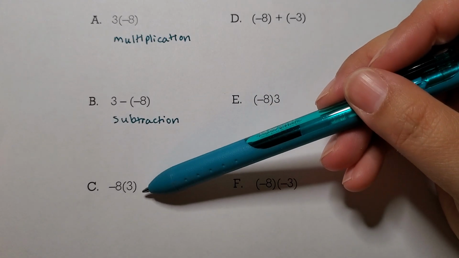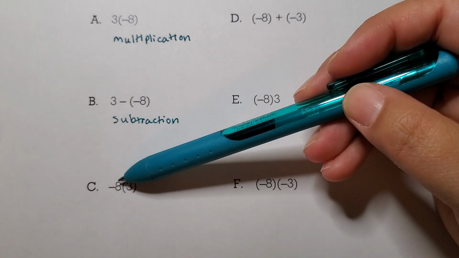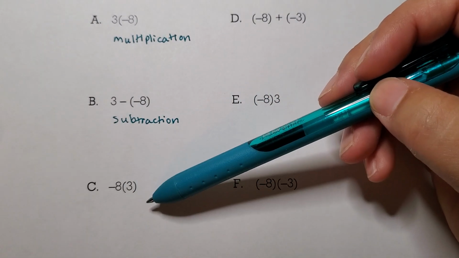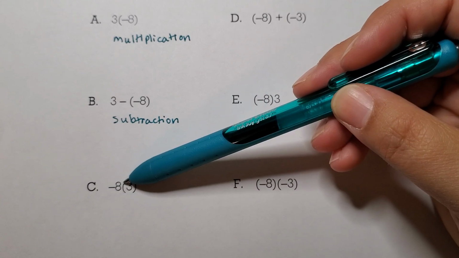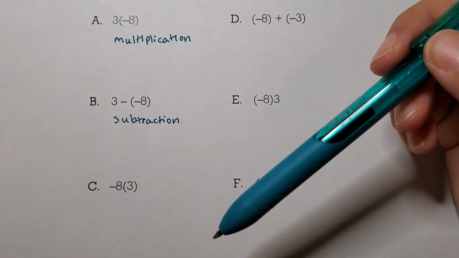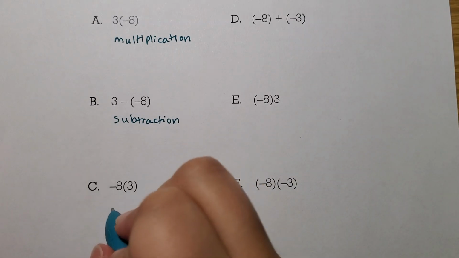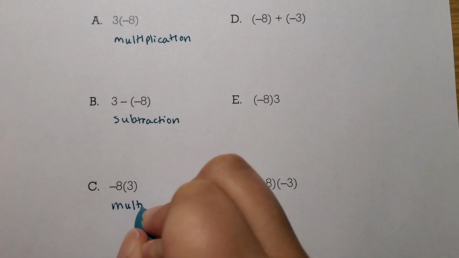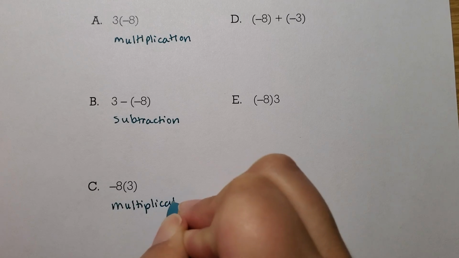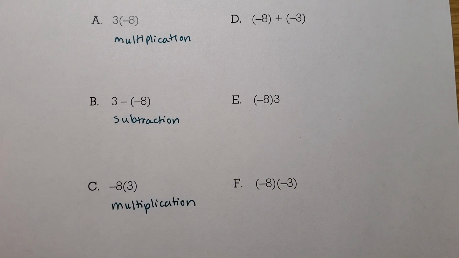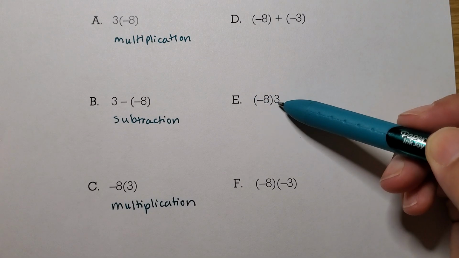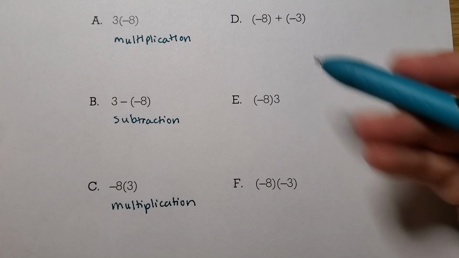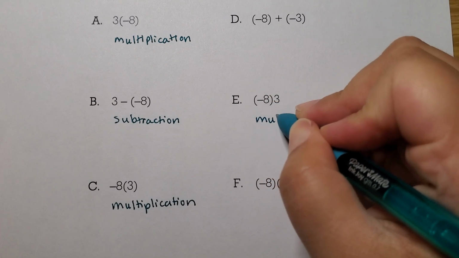And then in part C, we now have a -8 and then parentheses around a 3. Nothing in between the 8 and the parentheses. So when there's nothing in between the number and the parentheses, that means you have multiplication. That looks like what we're going to get for part E as well, right? We've got parentheses, and then right afterwards is a number. So E looks like it's a multiplication problem as well.